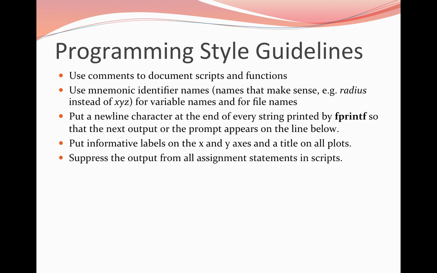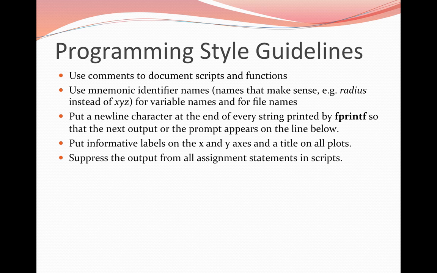Here are some programming style guidelines. Always use comments to document your scripts and functions, to explain exactly what they're doing and how they're doing it. Use mnemonic identifier names. Use names that make sense. For example, radius if you're creating a radius of a circle rather than XYZ. That's true for both variable names and for file names. Put a new line character at the end of every string printed by an fprintf so that the next output, whatever that is going to be, is on the line below, and that could include the prompt from the command window. So you want whatever comes next to be on the next line and not on the same line.